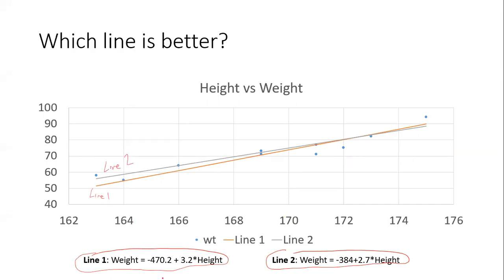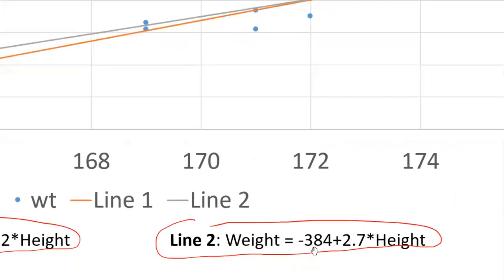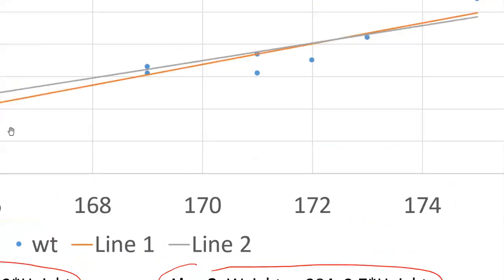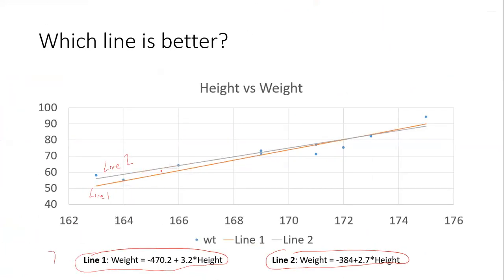Line one says the weight is equal to minus 470.2 plus 3.2 times height. And line 2 says minus 384.2 plus 2.7 times height. So both of them summarize or try to give the trend in the data. It just gives the relationship between height and the weight. And the question is, which line is better? Okay, which line is better?